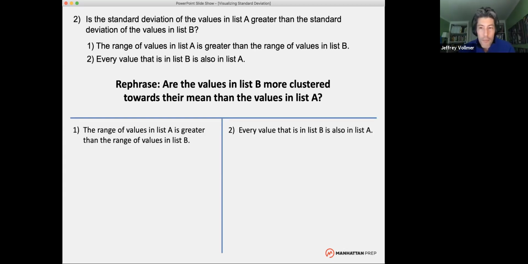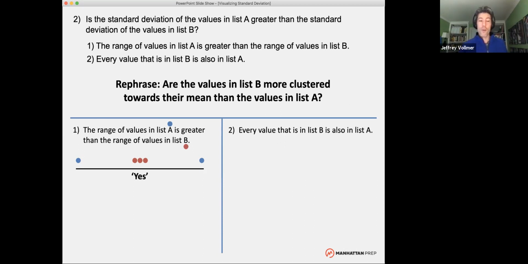So I want to put these on a number line because I want to try visualizing this. The range of values in list A is greater than the range of values in list B. Okay, so I'm going to use a blue dot to capture list A values, a red one to capture list B values. And let me just make sure I satisfy statement one. Imagine the range of values in B is very narrow, right? They're close together, and the range in list A is very wide. In this case, are the values in list B more clustered towards their mean than the values in list A? Yeah, they're very clustered. And on this number line, the blue ones are not clustered. And so the answer here is yes.